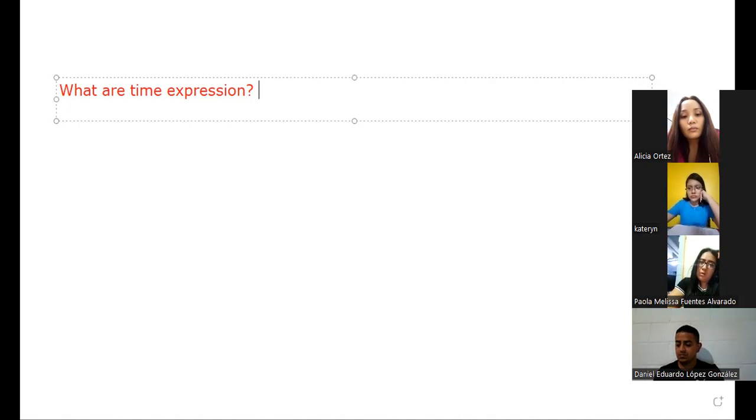Las estuvimos ocupando ahí. Una de que ocupamos fue twice, weekly, once. Esas son time expressions. Entonces, ¿qué son las time expressions? Son words o palabras, ¿verdad?